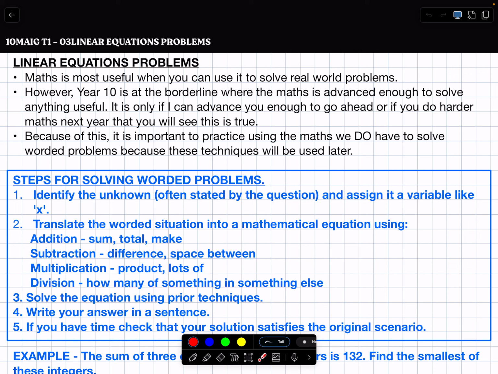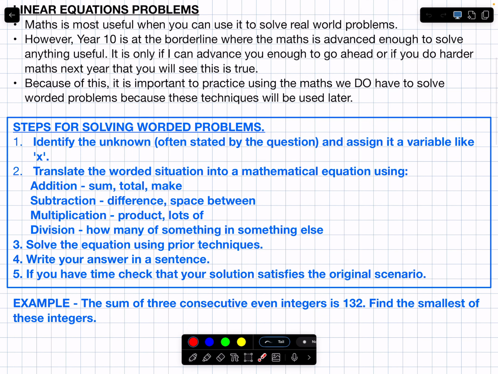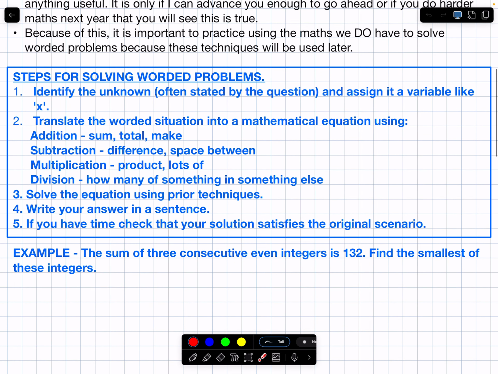So the assumption is that if you've done those reps, you can apply those reps that you've done in previous exercises to problems that are not just written out. So what are the steps that you should apply for solving worded problems? Here they are. I suggest that you get that down, but it's up to you.